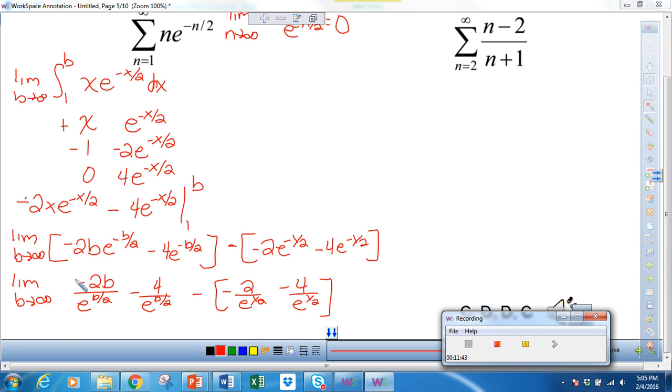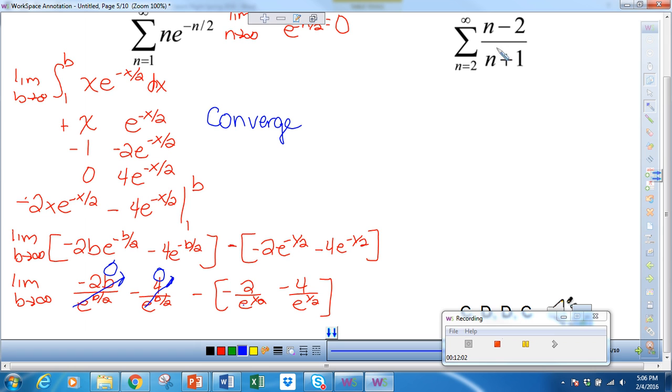Okay, they may come on again. As I take this limit, as b goes towards infinity, this is going to go towards 0, and so will this go towards 0. And so I am left with a finite answer, and because my answer is finite, it is said to converge.